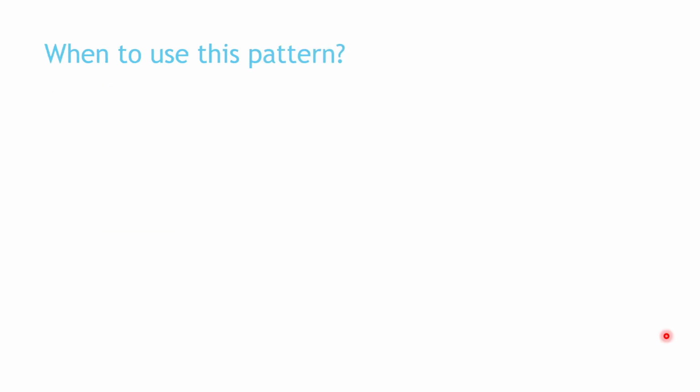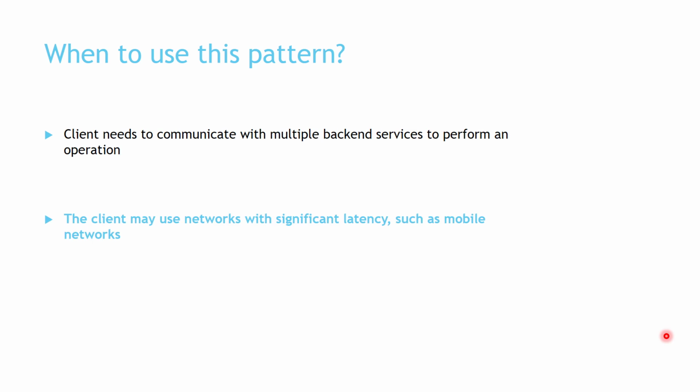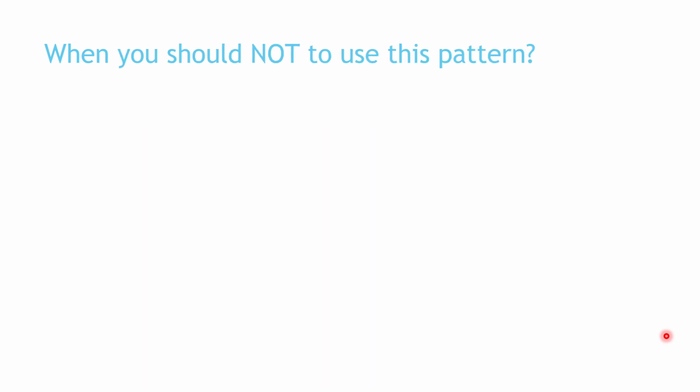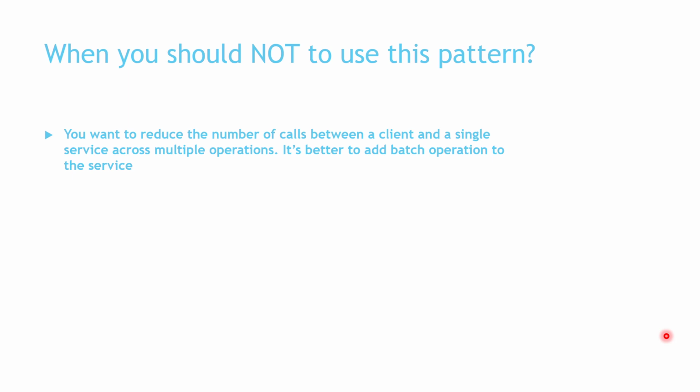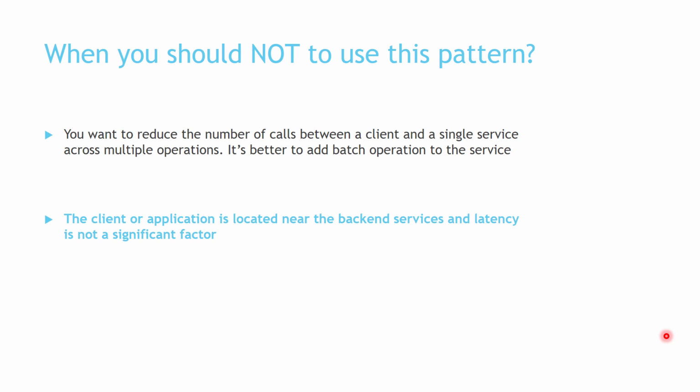Now let's see when you should use this pattern. When the client needs to communicate with multiple backend services to perform one operation. Also, when the client may use a network that has significant delays, like a mobile network. When you shouldn't use this pattern: when the client sends a number of operations to a single service. It's better to implement a batch operation for the service rather than implementing the gateway aggregation pattern. Also, if the client or application is located near the backend services and the latency is not a big deal for your application.